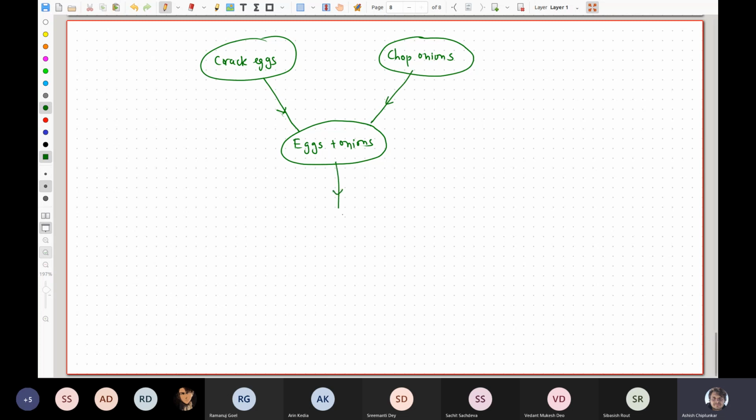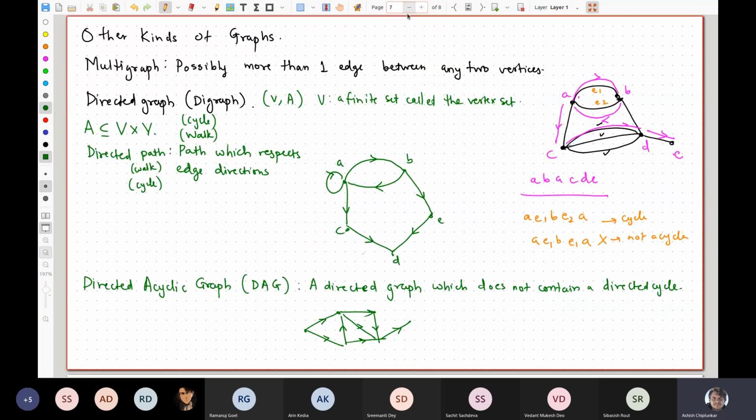And then you could add salt, pepper, right? And then you fry, and so on, right? So a typical recipe will look like a directed acyclic graph, right? So remember, if your recipe graph has a cycle, then you can never do that recipe, right? Okay, so I just wanted to give you some informal example of where a directed acyclic graph arises naturally.